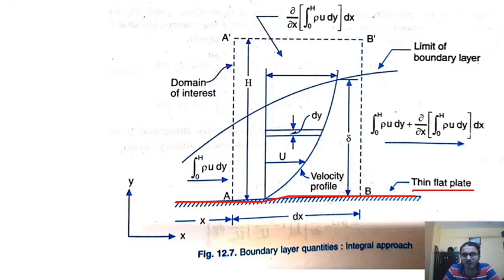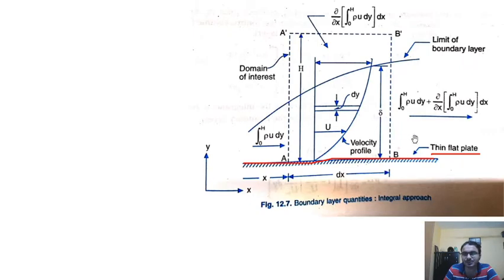And we are going to take this small strip for our analysis purpose. As you can see, there are two different heights: first is this capital H and second is this delta. Capital H is the total height of this control volume, while delta is the height up to which we are observing the viscous effects. Okay, so we will discuss these three integrals later on.